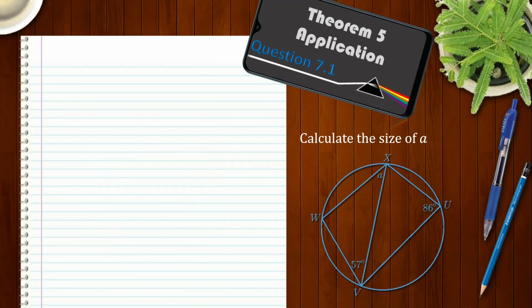Right, so question 7.1, calculate the size of A. Now, first of all, we can use these two angles, which are opposite angles. They add up to 180, and find W, and then we can use angles of a triangle to solve for A. So I'm going to say that W plus 86 degrees is equal to 180 degrees. This is opposite angles of a cyclic quad. Okay, and then W must be equal to 180 minus 86, so that's going to be 94 degrees.